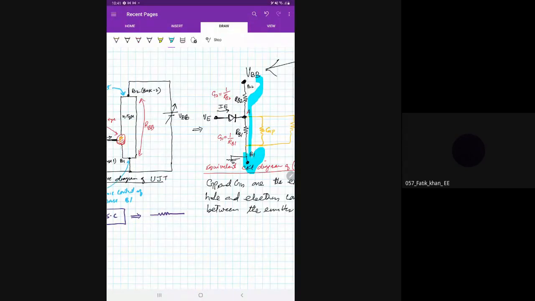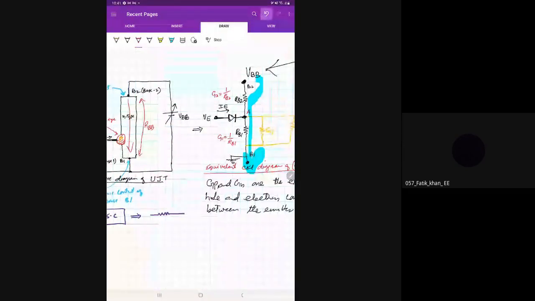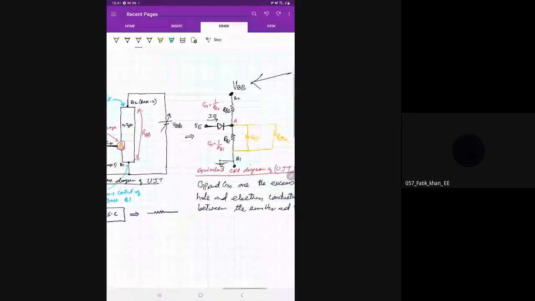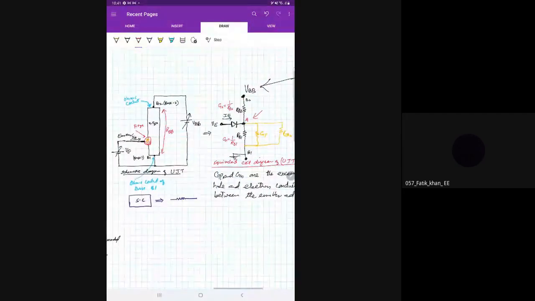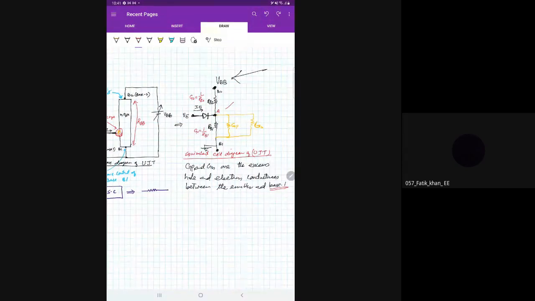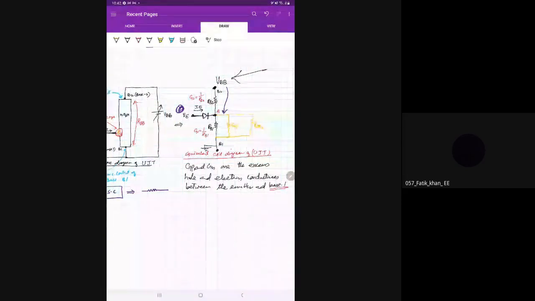ठीक है, इसमें जो current जाएगी, flow हो जाएगी, ये उसको establish करता है, VBB. That is its job. The second thing it does is it also creates a voltage at point A. Because in the PN junction that you have here, there is a voltage applied on the P side, somewhere here. But from the N side you do not have a voltage. So once VBB is applied here, it creates a voltage at point A.